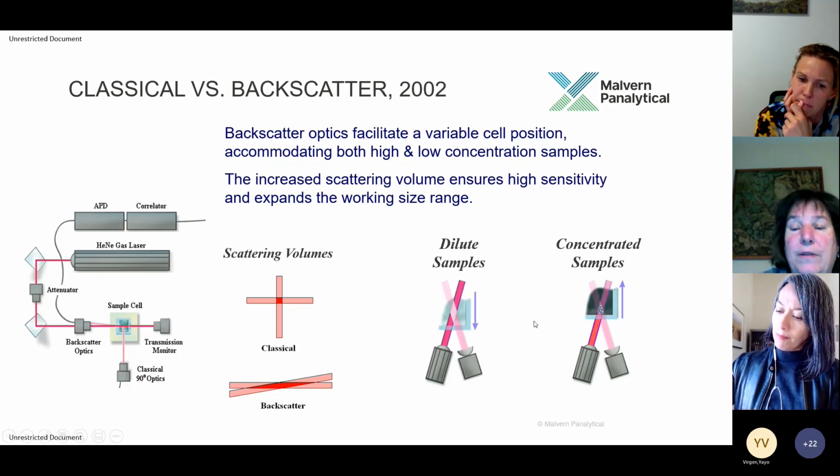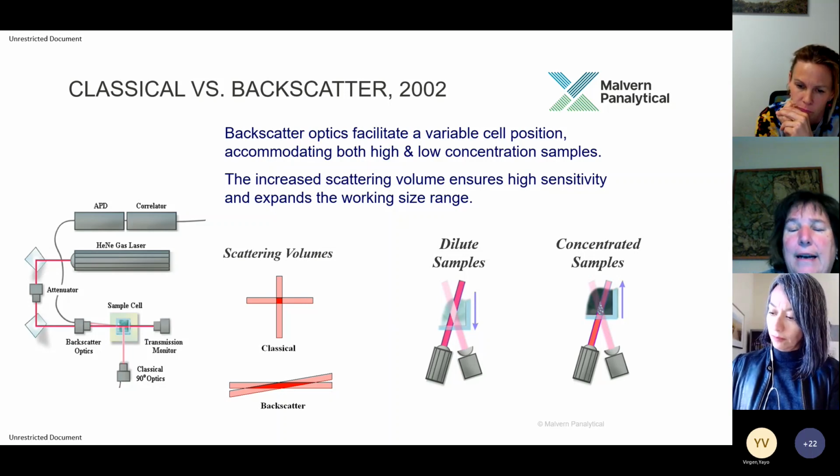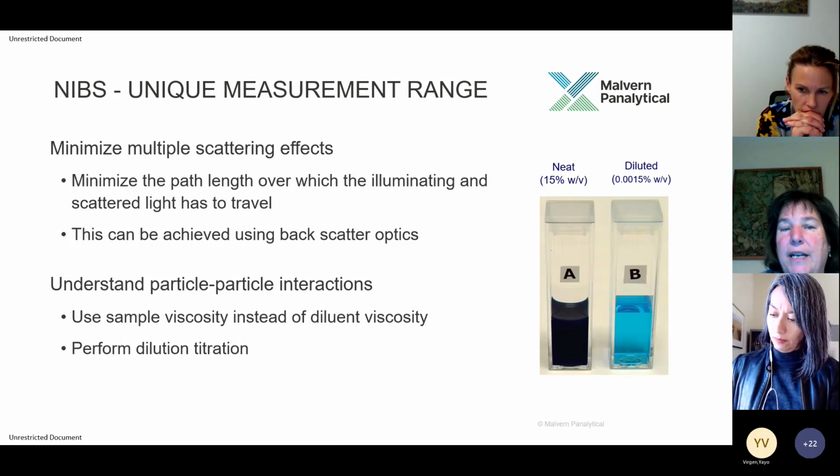So this is the basis of what made the Zetasizer Nano the market leader, what has made people want this instrument and use this instrument more than any other dynamic light scattering instrument in the world. So NIBS really provided a unique measurement range.